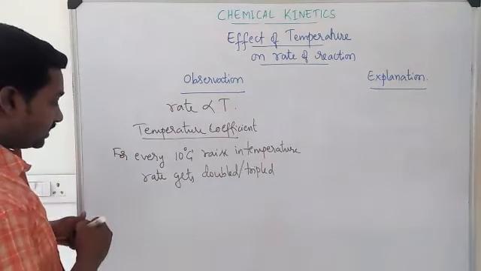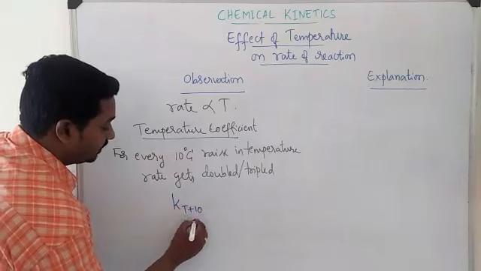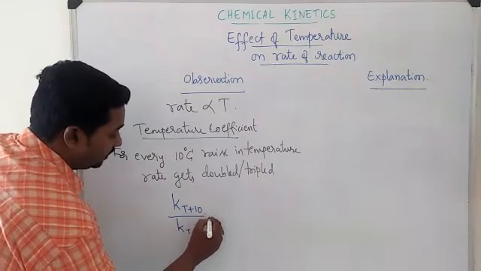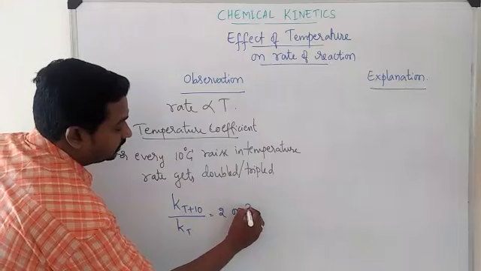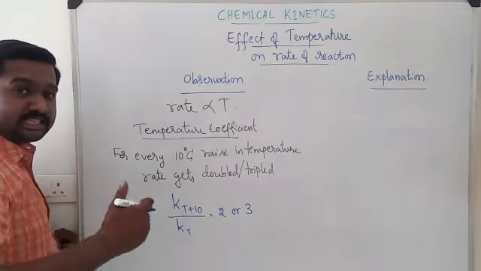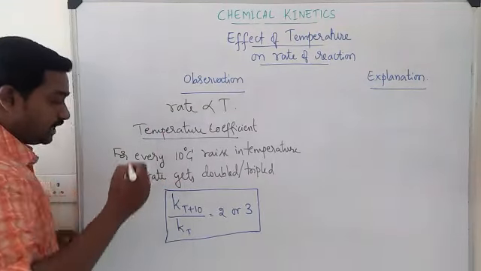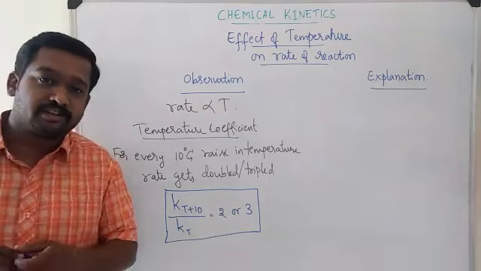This can also be represented with the help of an equation, that is K(t+10) by K(t) is equal to 2 or 3. Here t is the temperature and t+10 represents a 10-degree rise in temperature. So the ratio will be equal to 2 or 3. This is the observation.